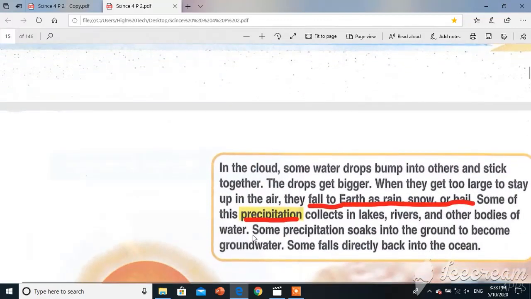So, precipitation. What is precipitation, or what are the types of precipitation? Precipitation is water falling to earth as rain, snow or hail. Rain, snow, and hail are types of precipitation.